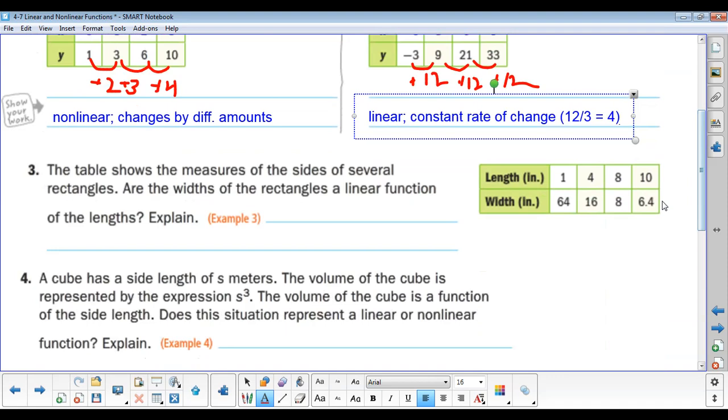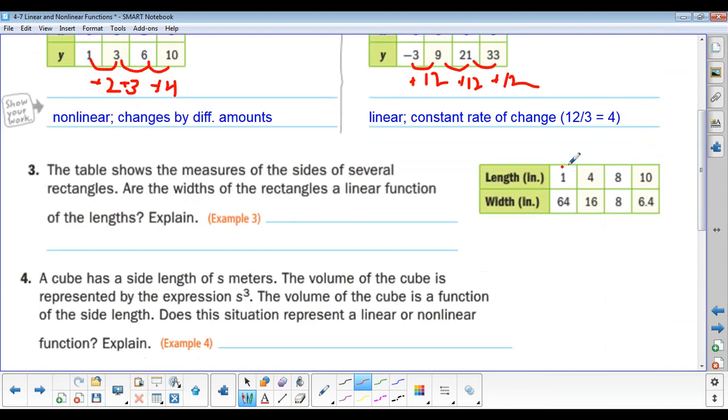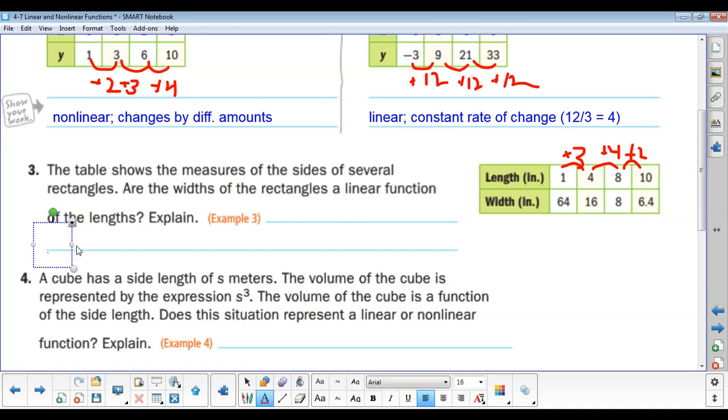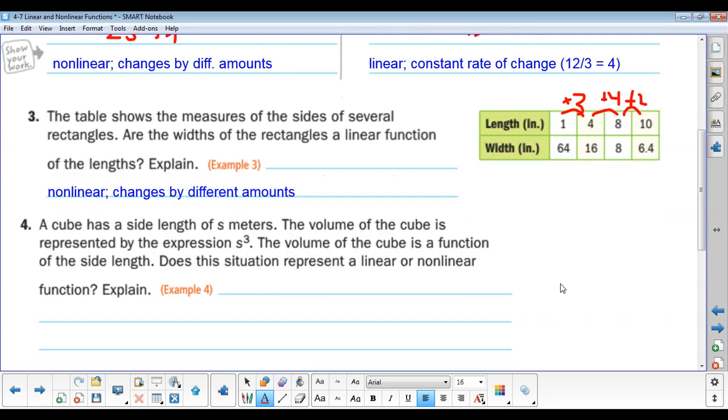So number 3 wants us to do the same thing with the table they give us. All right, so this goes up by 3. This goes up by 4. This goes up by 2. I can already tell that this is not in any way linear. So I am going to say it is nonlinear. Changes by different amounts. It's not going well. There's no pattern there at all.